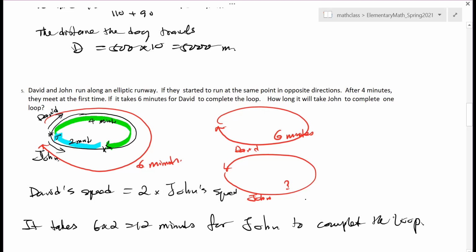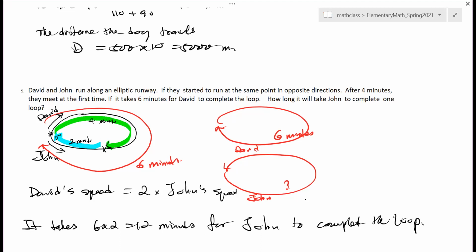Okay. So you know John's is slower. It's half of the speed of David. So that's why you need a double time. Got it? Yeah, this is the idea. So you need to figure out the relation between the speeds. That's all you need. You don't need to know how long the loop is.